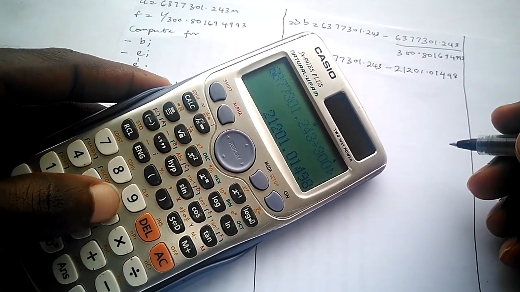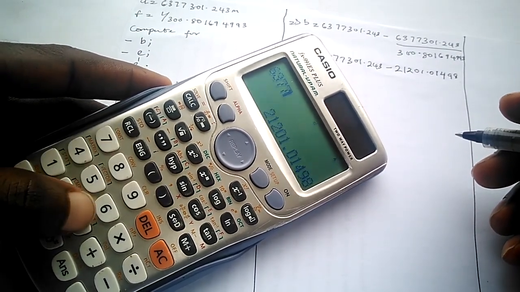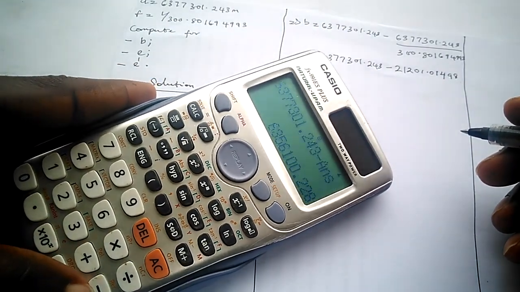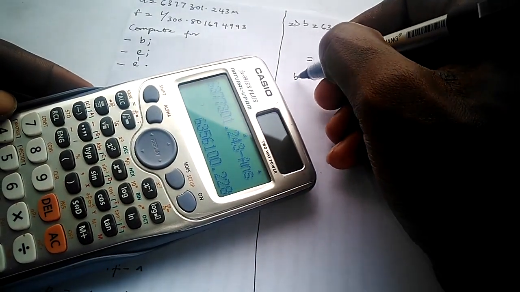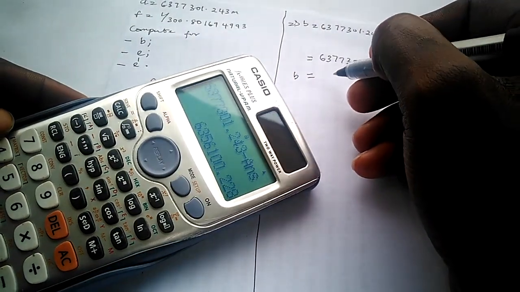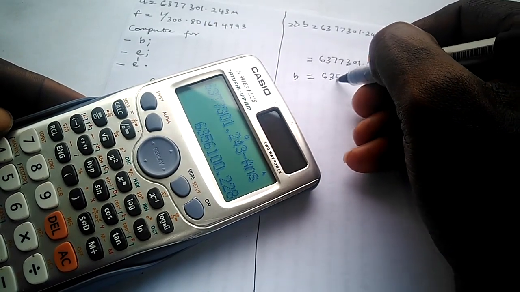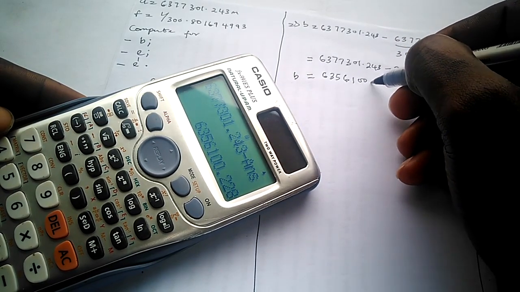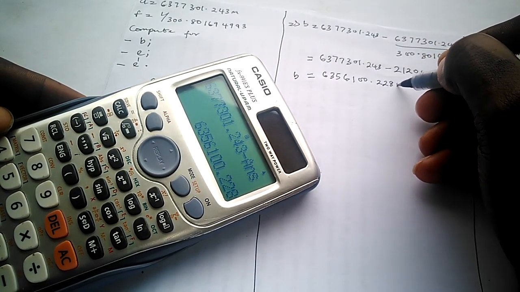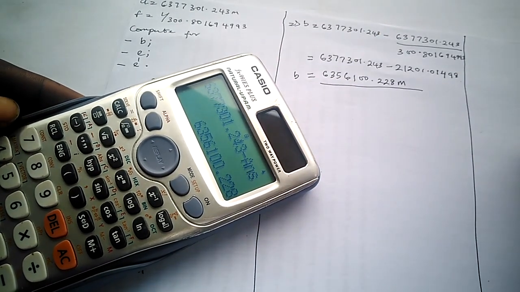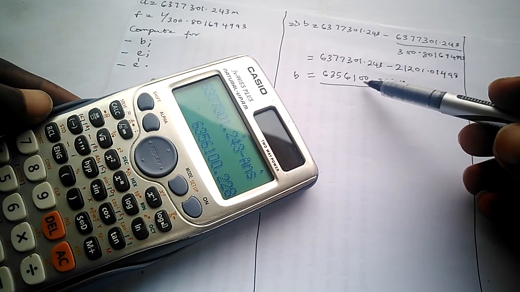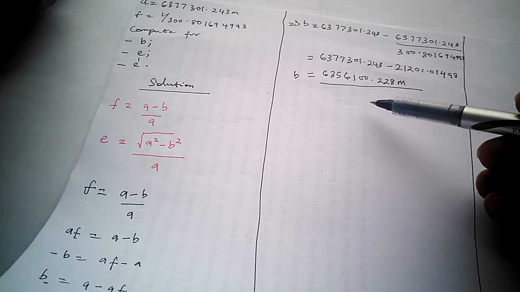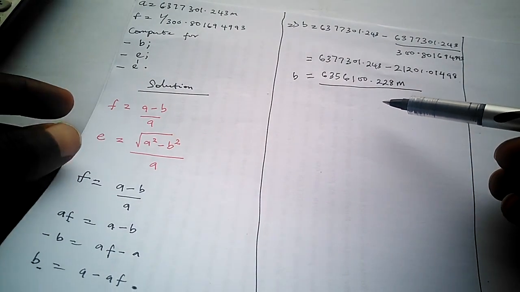Therefore, our B will now be the difference between these two. So our B will now be 6377301.243 minus the answer we already got. So our B is now equal to 6356100.228 meters. So this is the value of our semi-minor axis.